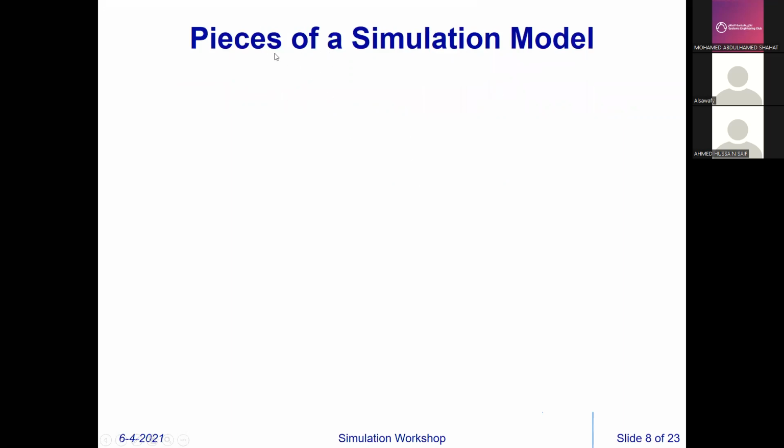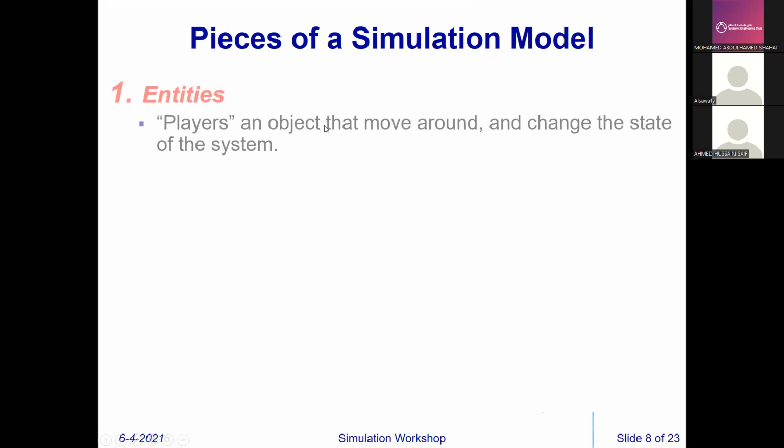Now we go to the pieces of the simulation model. When we talk about a simulation model, what are its elements? The first element is entities. Entities are the players, an object that moves around and changes the state of the system. In our bank example, what are the entities there? Customers. Customers are the entities inside the bank. In an emergency room, patients are the entities in that system. In a production line, products are the entities.